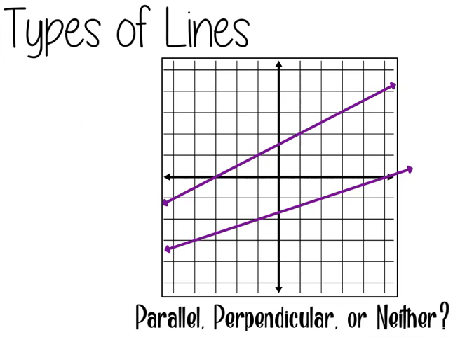Remember, many lines are neither parallel nor perpendicular. In this graph, one line has a slope of 1/2, and the other has a slope of 1/3. Since they are neither equal nor negative reciprocals, the lines are neither parallel nor perpendicular.